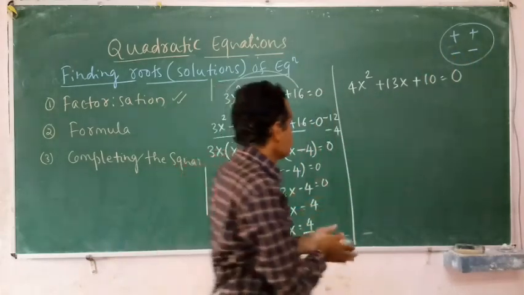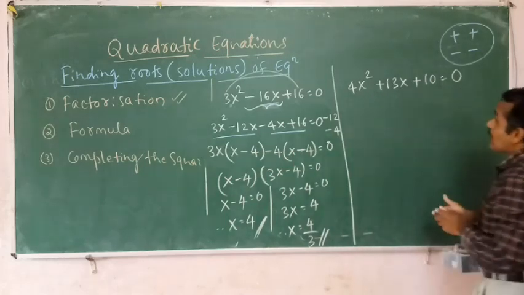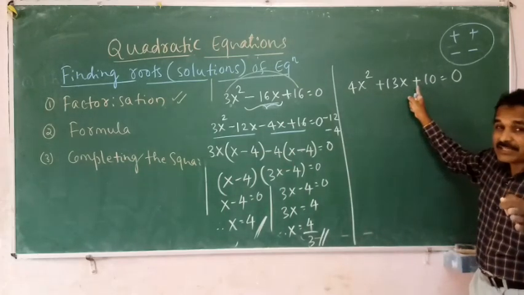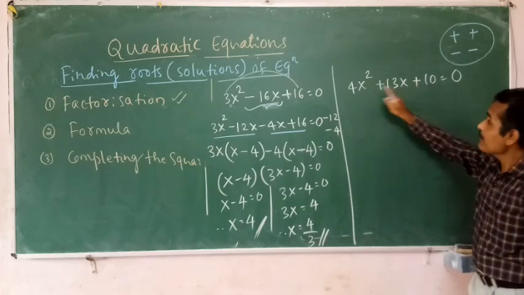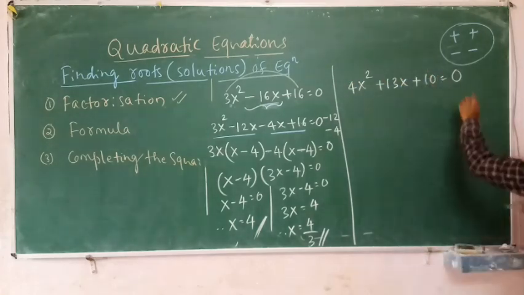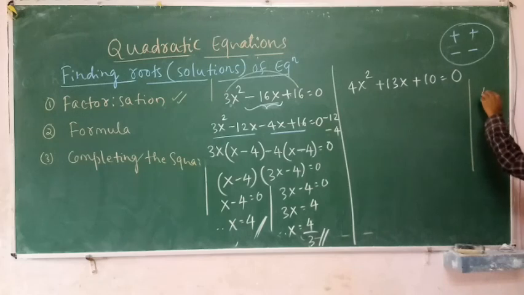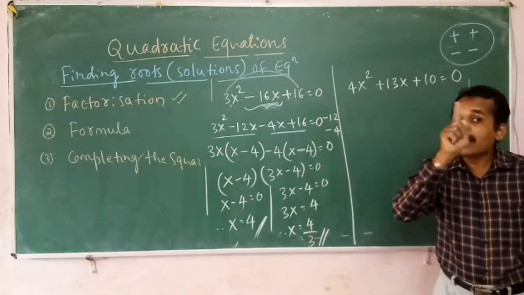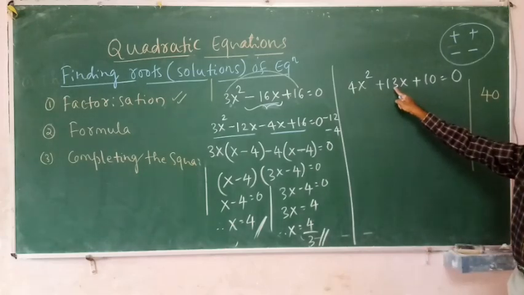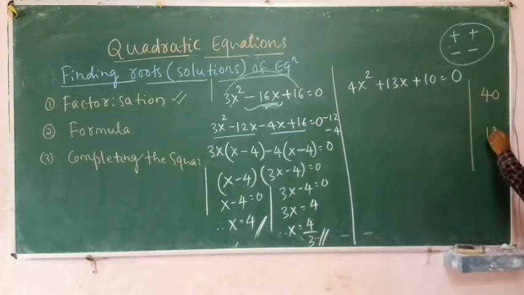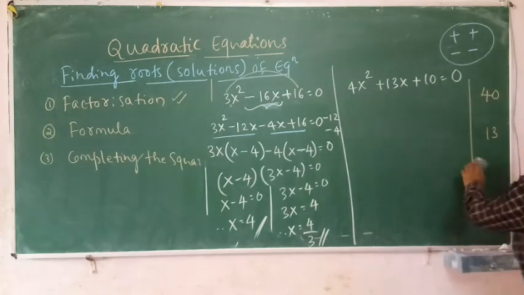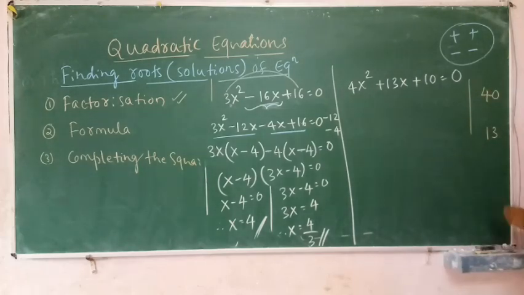Ultimately, if the last sign is positive, it must be either both plus plus or both minus minus. Okay? Now, come on. Here, the last sign is positive. That means the middle terms must be added. 10 fours are 40. That means the product must be 40. On adding, it must be 13. So I will teach you another method of solving. Very, very simple. Let me start.